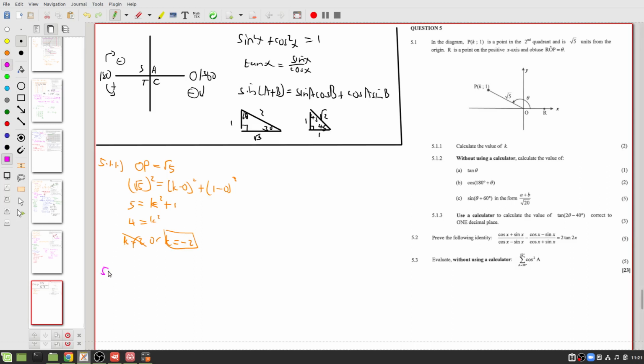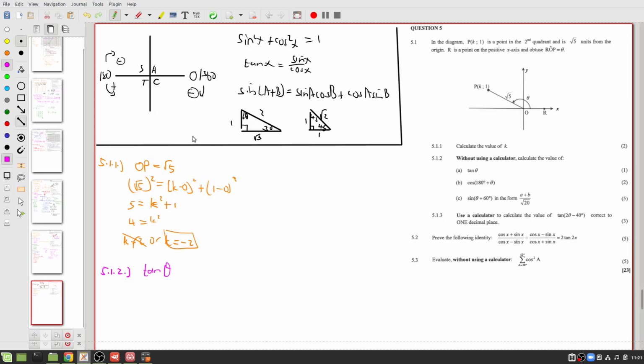5.1.2. Without using a calculator, calculate the value of tan theta. So we need to find tan theta. So whenever we have something like this, right, this is our theta, but we can imagine this is theta. That will work because we can use the CAST diagram to figure out what happens in the different quadrants. So we can always just say that angle is theta.